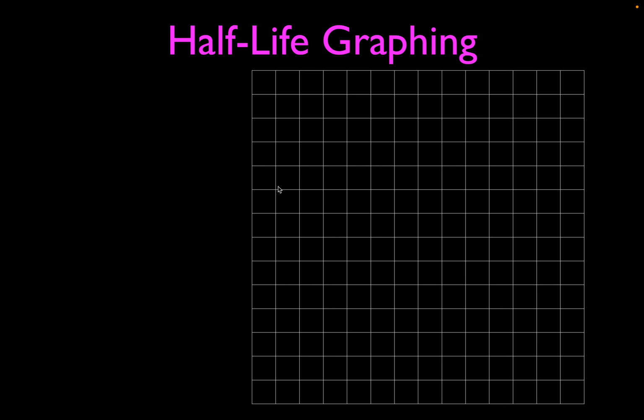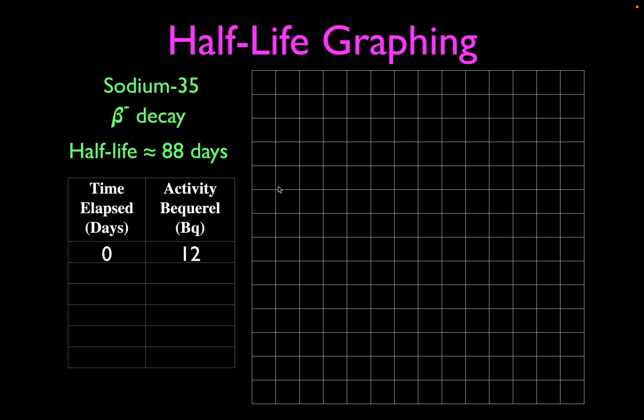Now, the next problem is for graphing again. We're going to say we have a sample of sodium-35, which we know undergoes beta-minus decay. And this time we're going to be given the half-life, which is approximately 88 days. We're going to take some samples and measure the activity after 1, 2, 3, 4, 5 half-lives. At time 0, again, the activity is 12 becquerels, 12 decays per second. We know after 88 days, which is 1 half-life, that that's going to be reduced by, that's right, half. Another half-life, 88 plus 88 is 176, down to 3, half again.